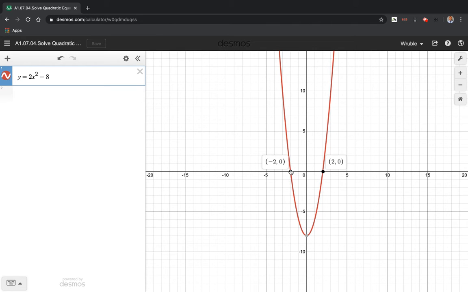And we can see that the graph crosses at -2, and it also crosses at 2. So we have two possible solutions there.